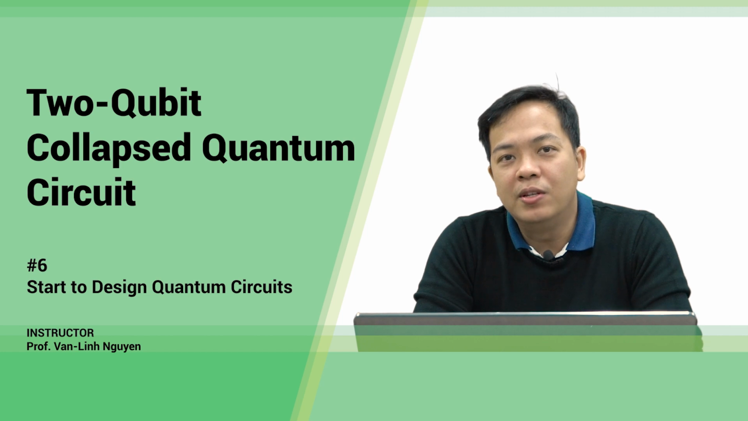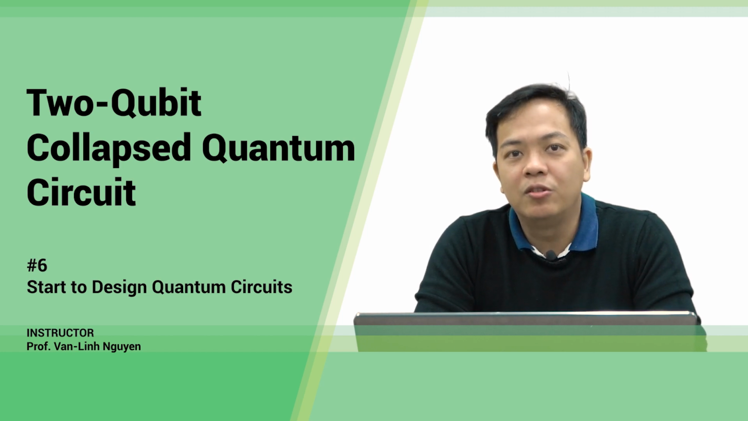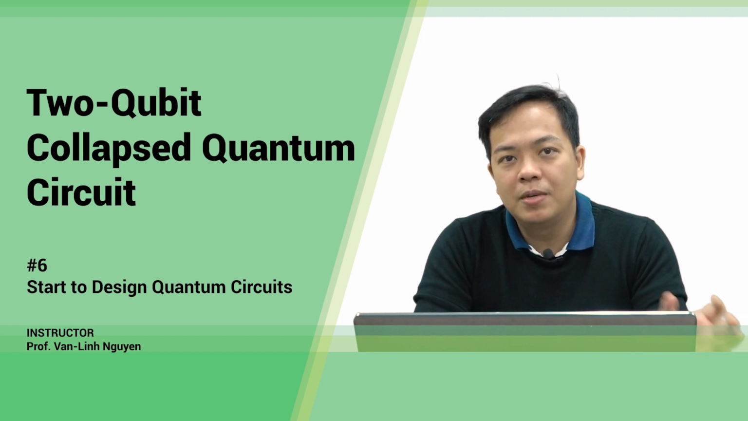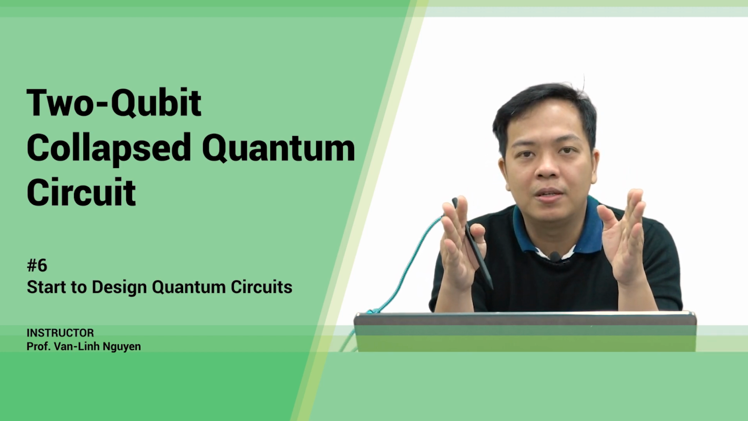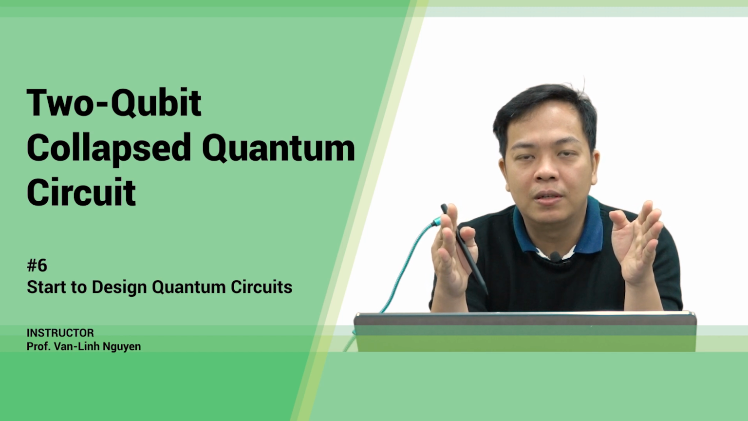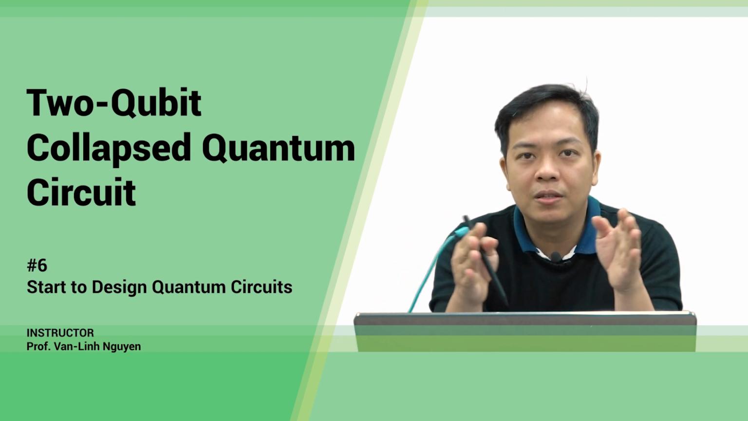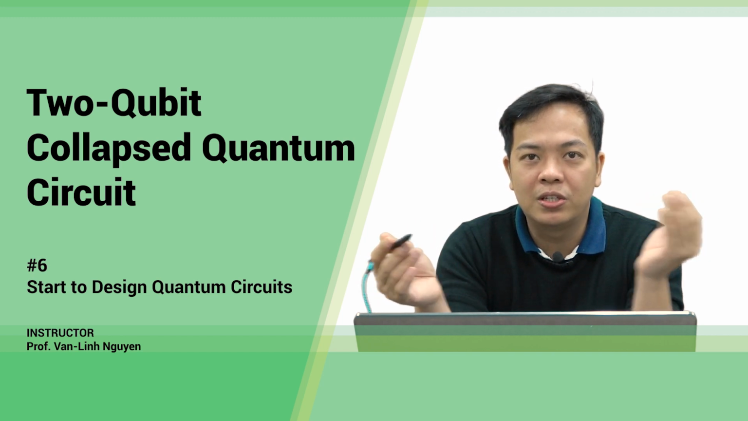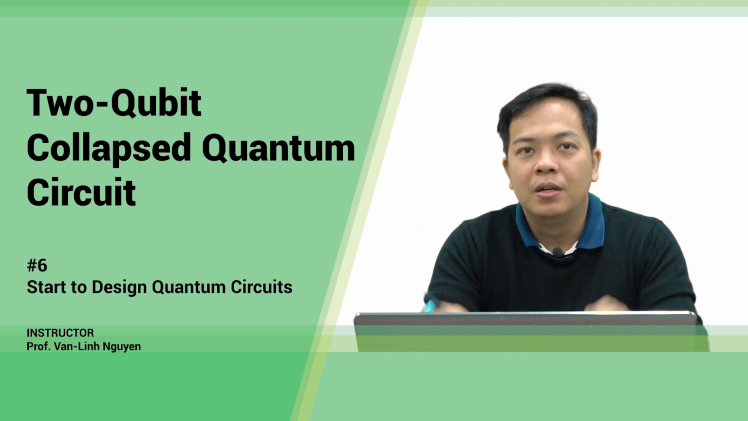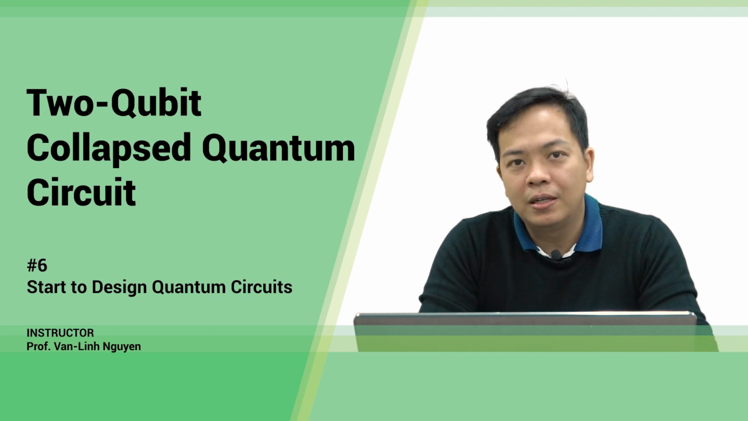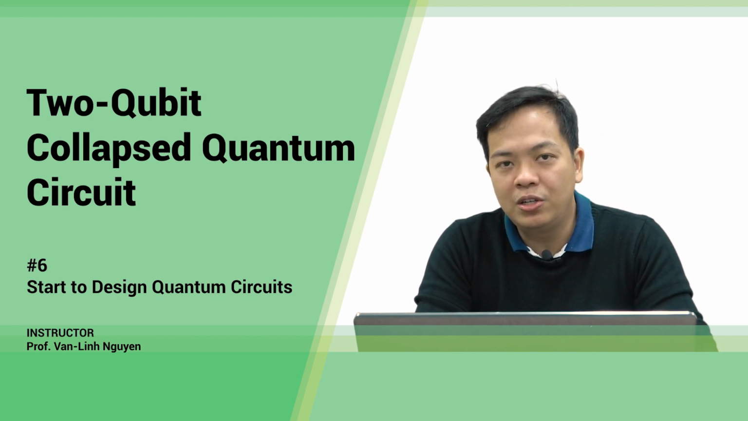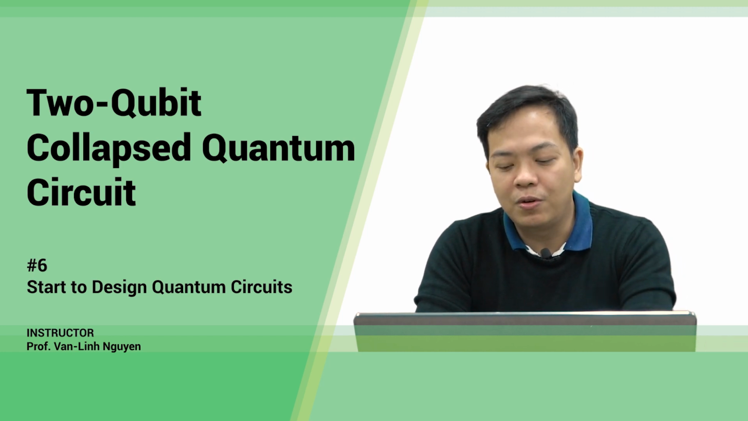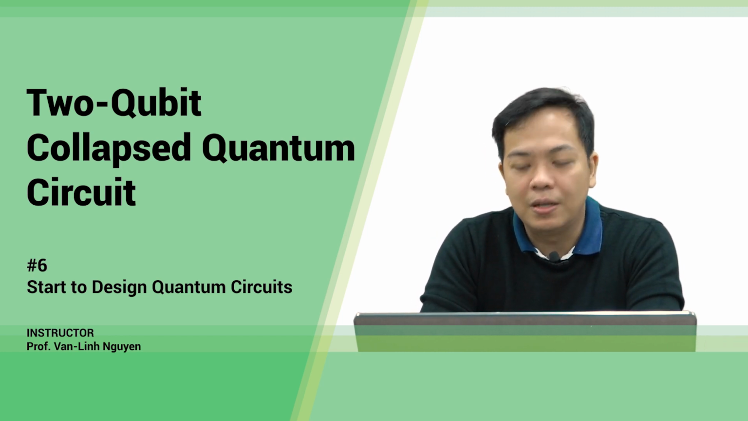So today I will introduce a very special case: the 2-qubit collapsed quantum circuit. That means the 2 qubits try to entangle together, and in some cases a collision may occur. It's called the collapse. But how do we simulate it and how do we prove it? So today our lesson will focus on that.